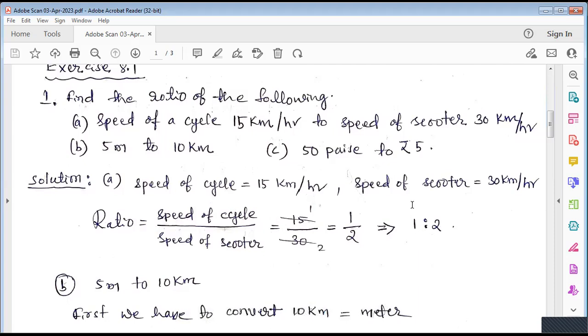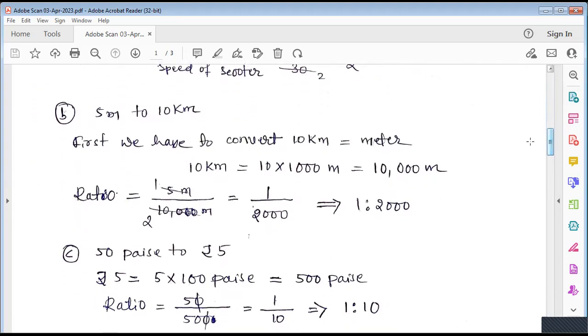So here 1 means it is the speed of the cycle, and 2 means it is the speed of the scooter. That means the speed of the scooter is twice the speed of the cycle. So that is the meaning. So in this way, it can be solved. So problem B is like this.